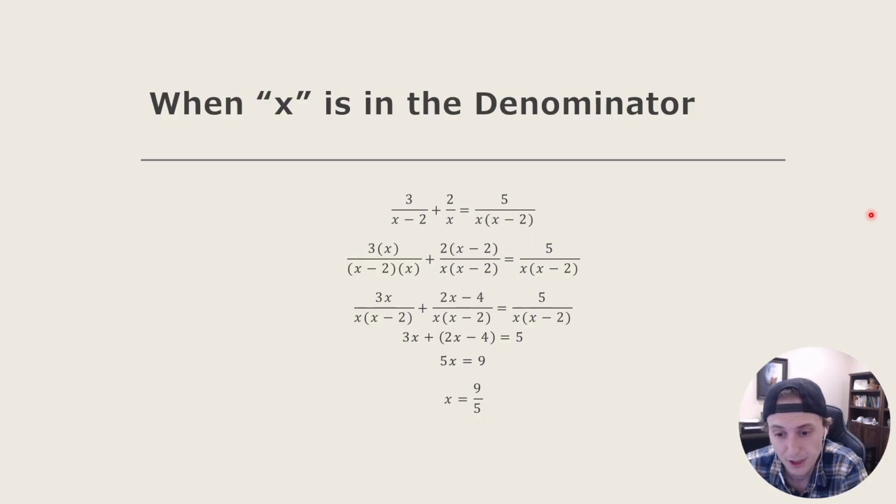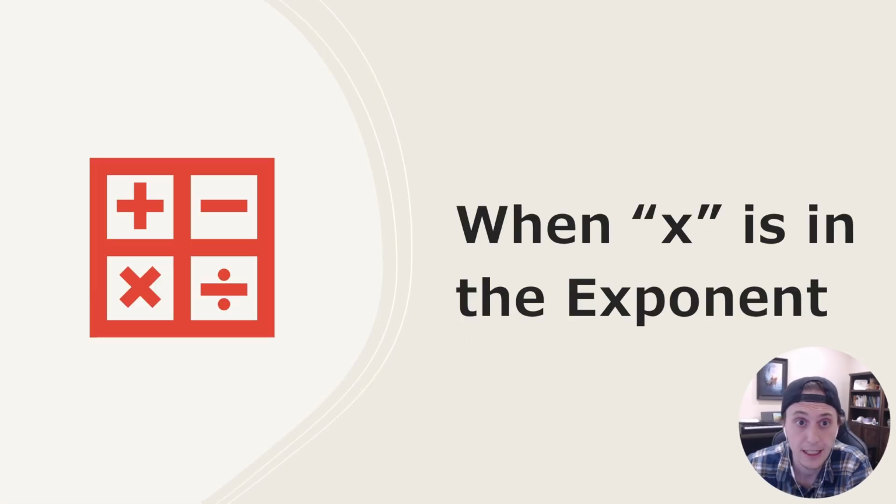It's probably easier just to do it immediately because it'll only take about 3 seconds to look at it. But if you're really tight on time and you're at the end of the test, then just keep cruising. Now, what about when x is in the exponent?